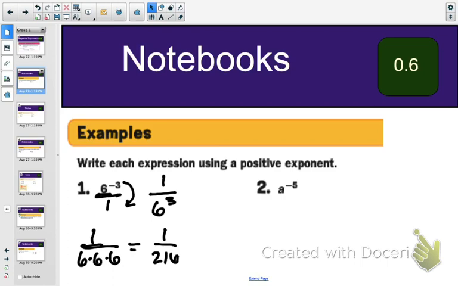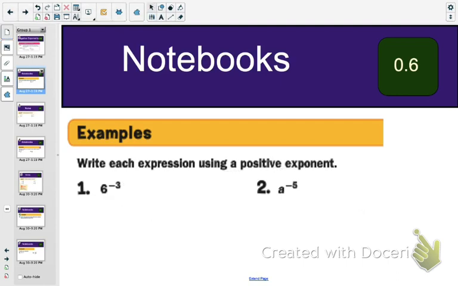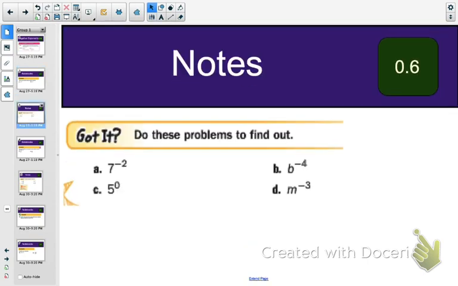Okay, and this is using a positive exponent, so that's how you know you want to make it positive. Okay, then a to the negative 5 is just going to be 1 over a to the positive 5. So again, you just put it on the bottom of the fraction. Okay. All right, got it. Now you're going to try these for yourself, and then come back and we'll talk about them. Okay, so you can go ahead and pause this in 3, 2, 1, pause.